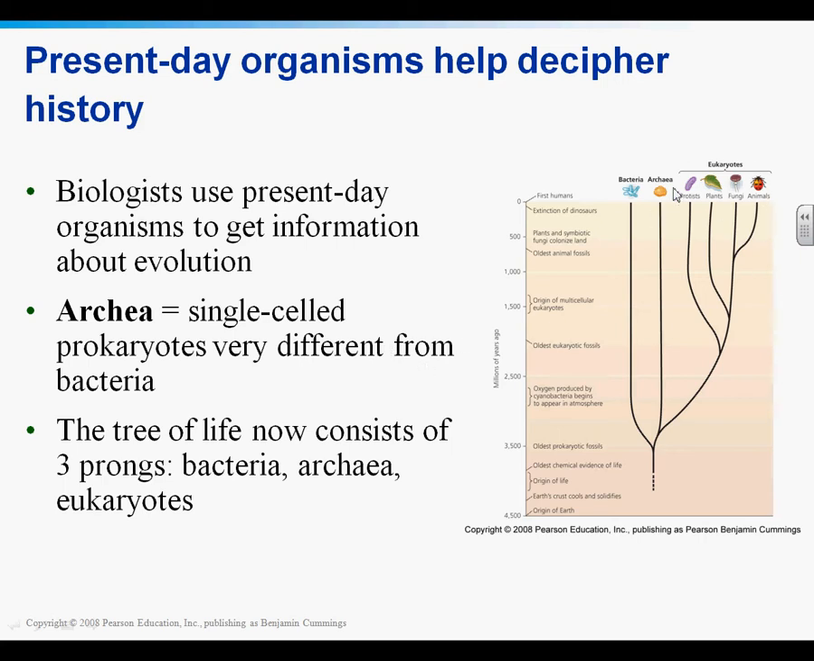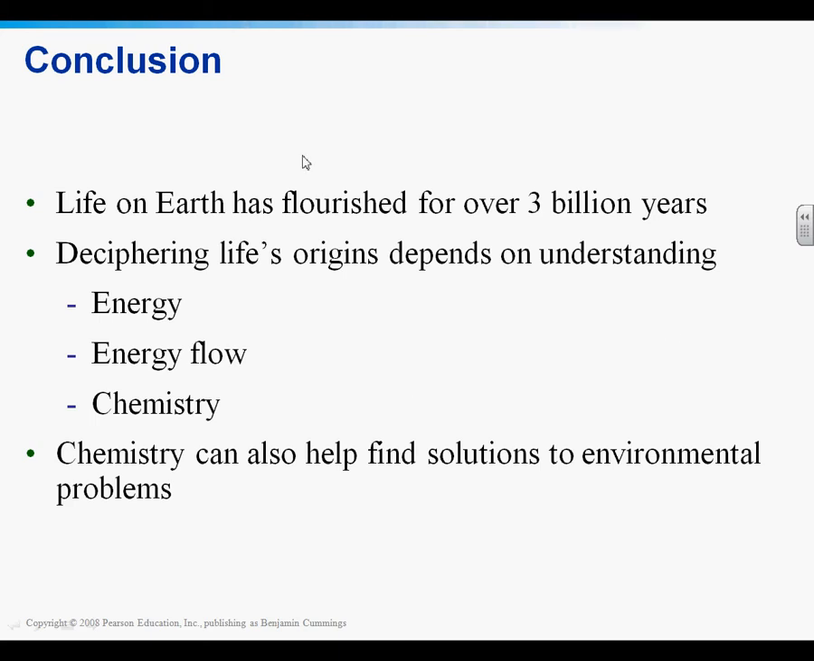If we look at the six divisions, we're able to break down bacteria into ancient bacteria and regular bacteria of today, and then we have protists, plantae, fungi, and animalia. Basic conclusion: life on Earth, as we know it, has become what it is over the last 3 billion years. About 1.5 billion years ago, our atmosphere became what it is.